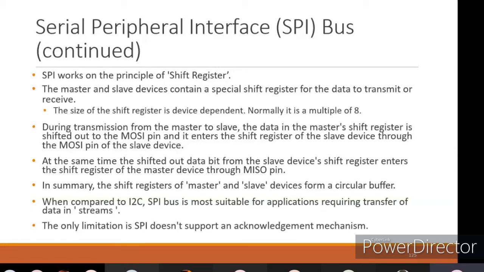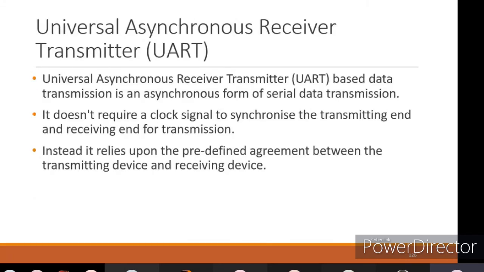Whenever we are shifting the data between master and slave devices, we will be using the circular buffer. When compared to I2C, the SPI bus is most suitable for applications requiring transfer of data in streams. If you want to transfer the data in terms of streams, then you will go for SPI. The only limitation of SPI is that it doesn't support the acknowledgement mechanism. Here you won't be having any acknowledgement. In I2C you have acknowledgements.